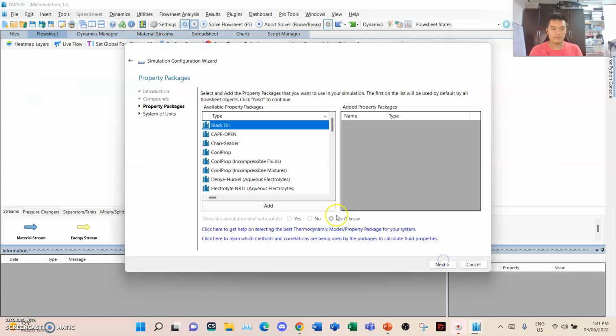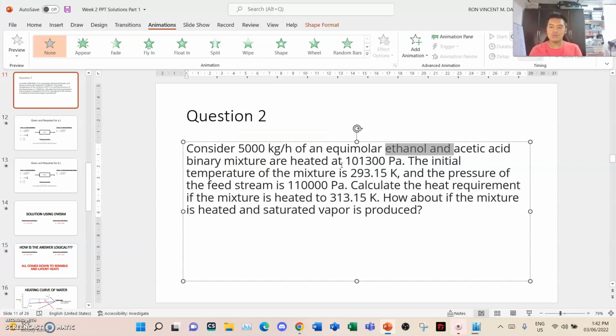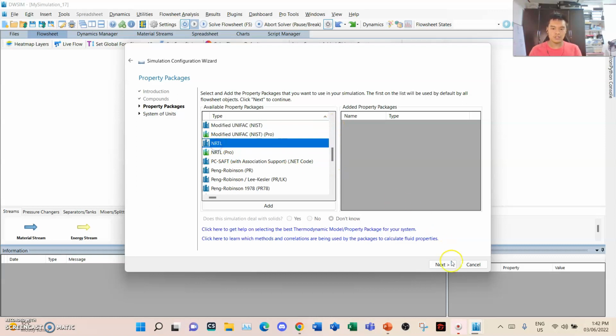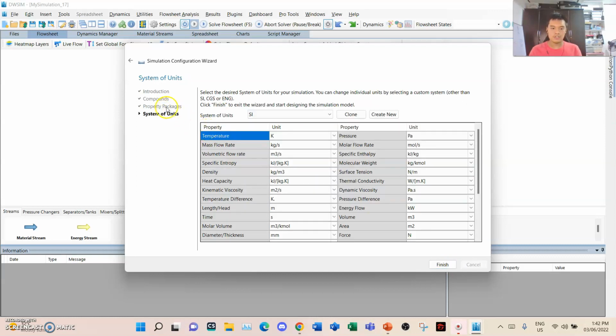So next, the property package. Here's a rule of thumb. When dealing with water components only, use steam table. When dealing with gas components only, use Peng-Robinson. And when dealing with liquid components only, such as this sample problem, where ethanol and acetic acid are in a liquid mixture, we use NRTL. So we'll use NRTL here. I haven't added the NRTL yet, I'll add it later.